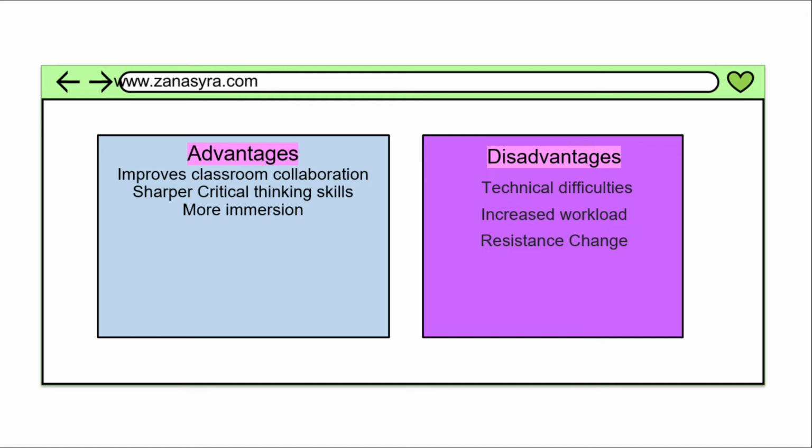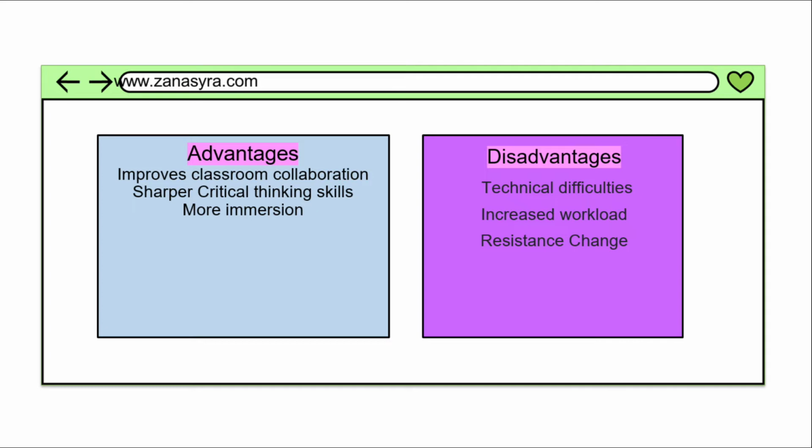So first is that it improves classroom collaboration. Interactive learning promotes classroom collaboration because it makes students active players in the class. They learn the skills to take control of their own learning process and work well with others. These skills will serve your students well both in the classroom and beyond.